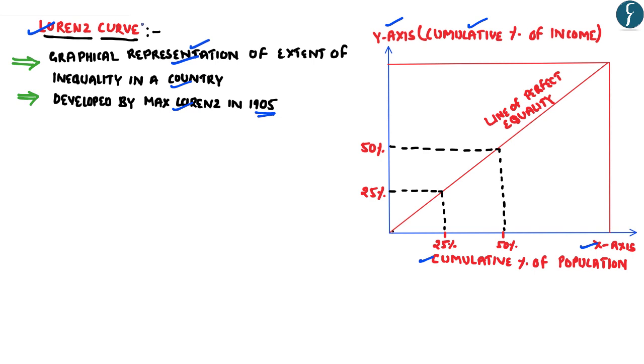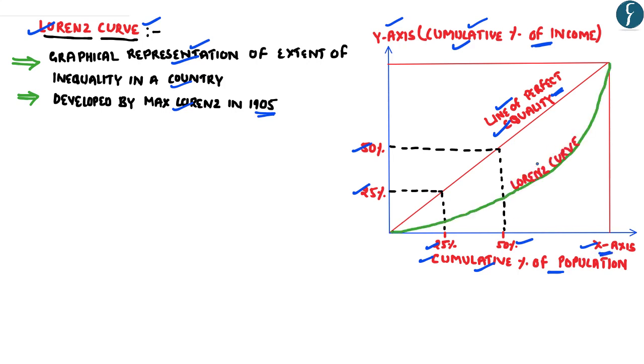Before understanding the concept of the Lorenz curve, let us first understand the concept of the line of perfect equality. A country is said to be perfectly equal if 25% of the population in a country holds 25% of the total income. Similarly, 50% of the population holds 50% of the income. So one can say that if the cumulative percentage of population in a country holds the same cumulative percentage of income, then a country can be said to be perfectly equal. Further, this line of perfect equality is inclined at 45 degrees to the x-axis.